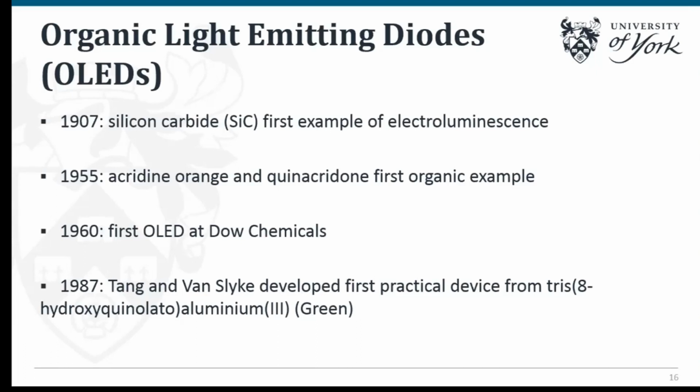It wasn't until 1987 that Tang and Van Slyke finally managed to actually get a practical device using tris(8-hydroxyquinolinato)aluminium, which not only gave a lovely green light, but also proved to be able to operate at voltages below 10 volts, which made it practical for use. And since then, there have been further developments and they've become commercially viable.